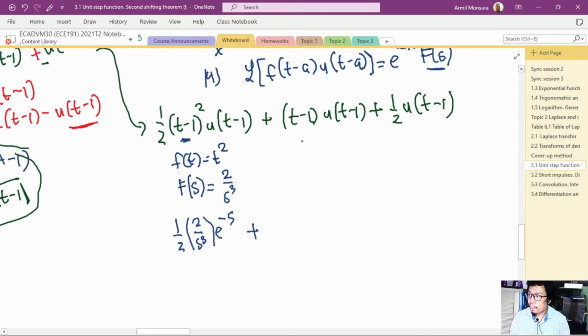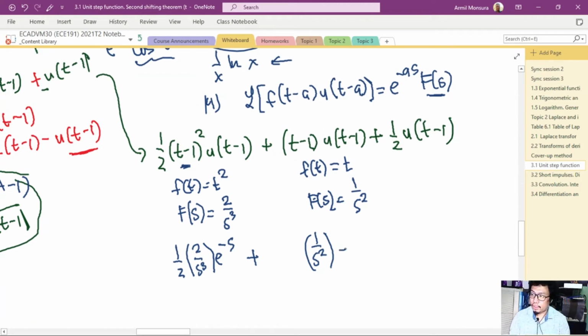Again, here your f of t, we remove all the delays. That's a simple t. So its Laplace transform is essentially 1 over s squared, again, as per table 6.1. So therefore, the constant, which is 1, multiplied to this f of s, so that's 1 over s squared, and then let's multiply it with the s domain exponential, which is e raised to negative s.